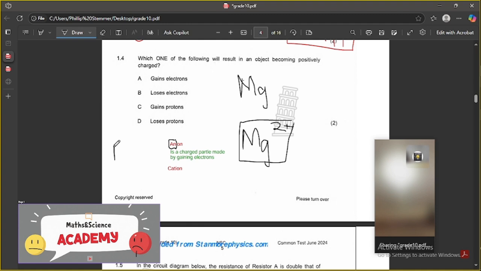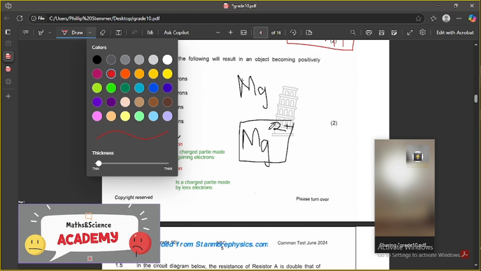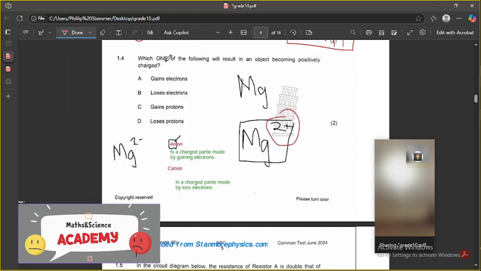So let's use magnesium. Magnesium 2 minus: it gained electrons, so it's an anion. It's negatively charged because it gained electrons. So cations will basically be the opposite. A cation is a charged particle that is made by the loss of electrons. So this is a cation.